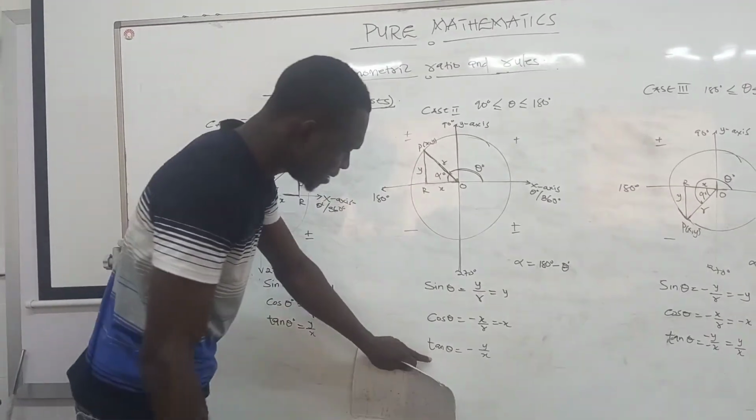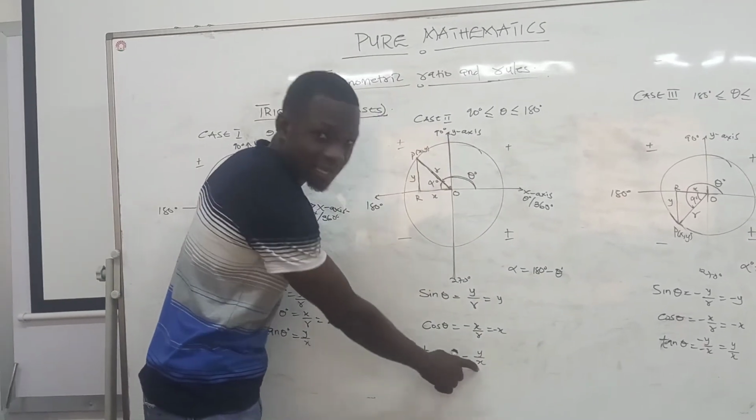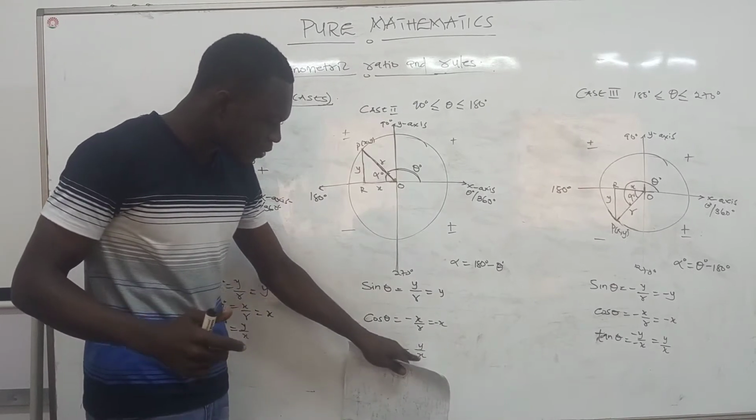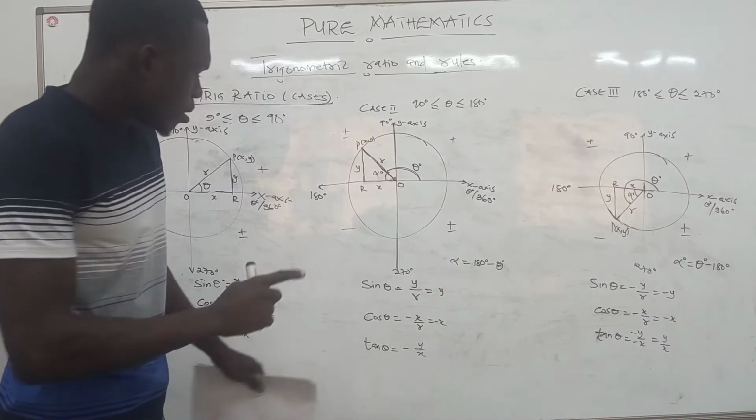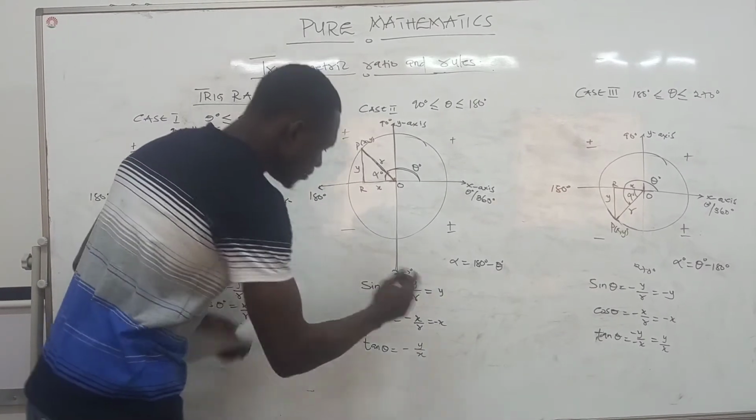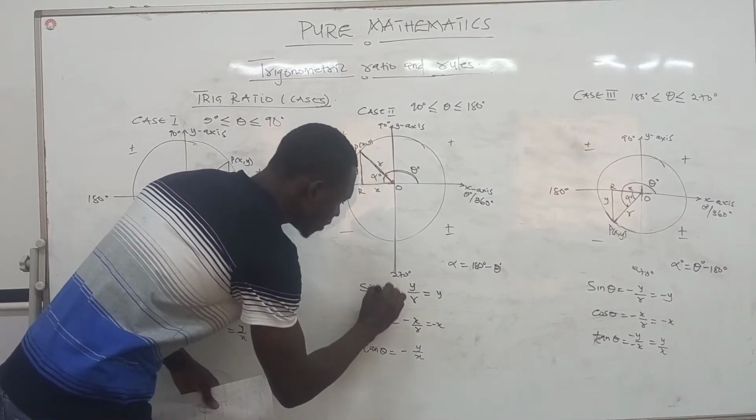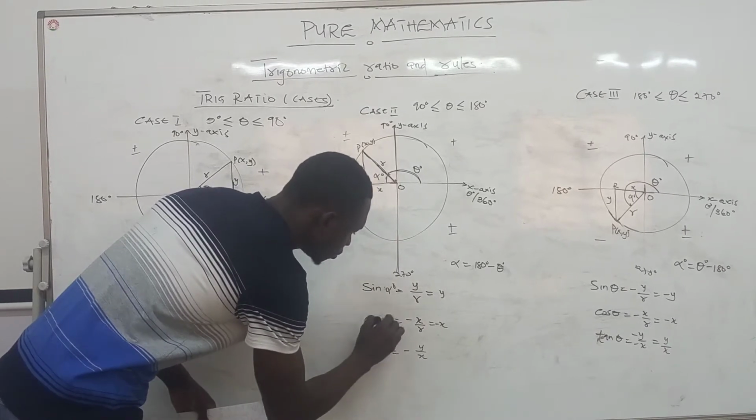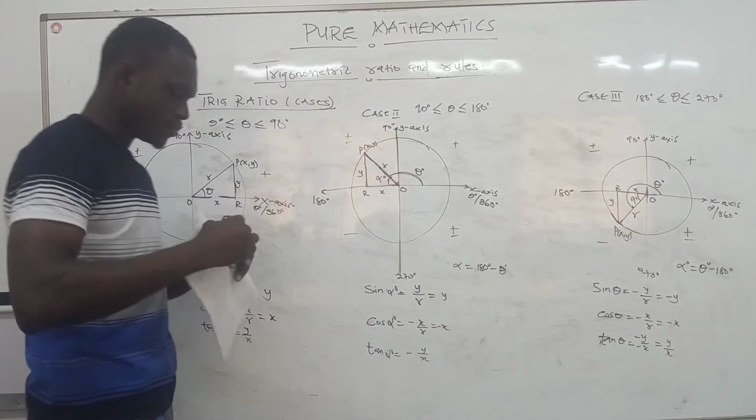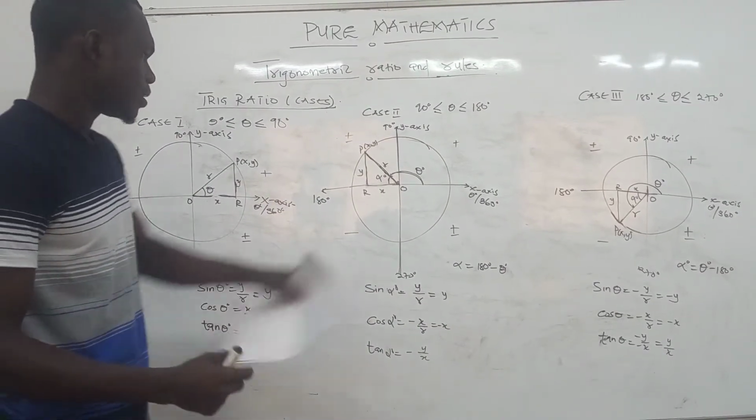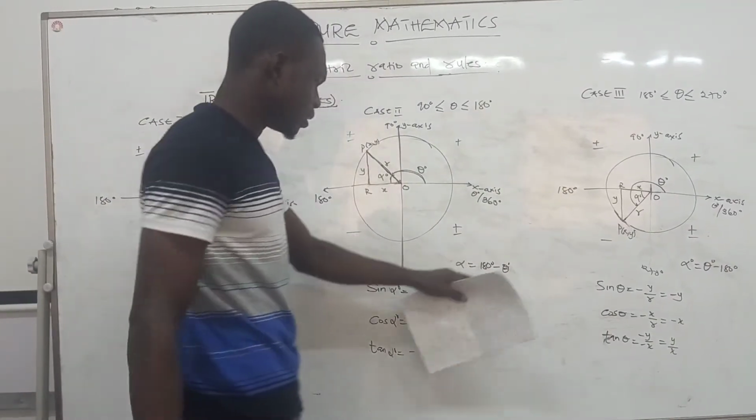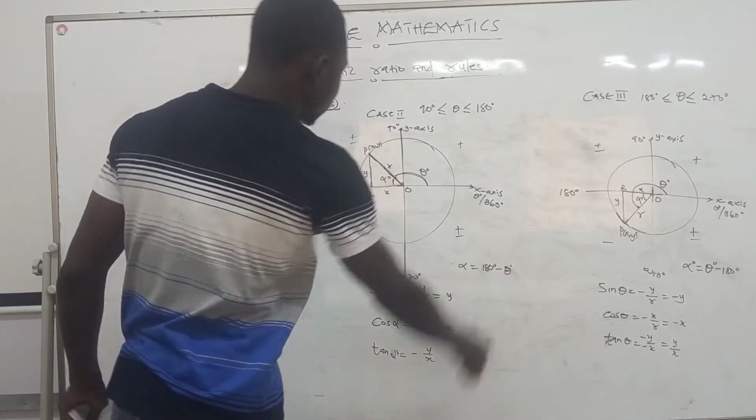Now we said tan theta is what? y over x. So tan here is y over x. Okay, let me just correct this. I'm considering alpha degrees here, not theta, because to find alpha degrees, we need to do some deduction. That is 180 degrees minus the theta.